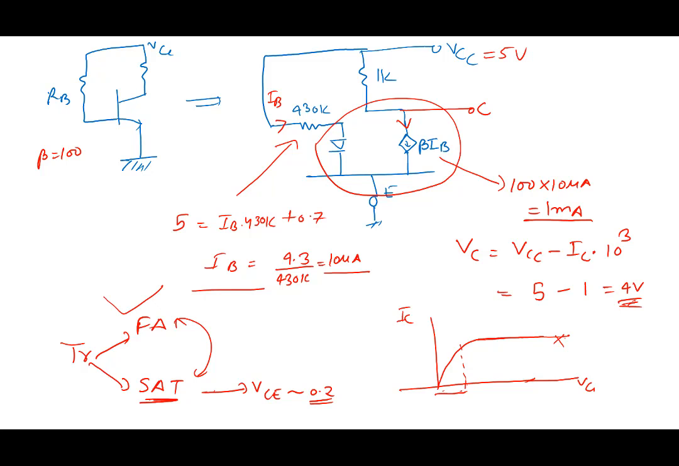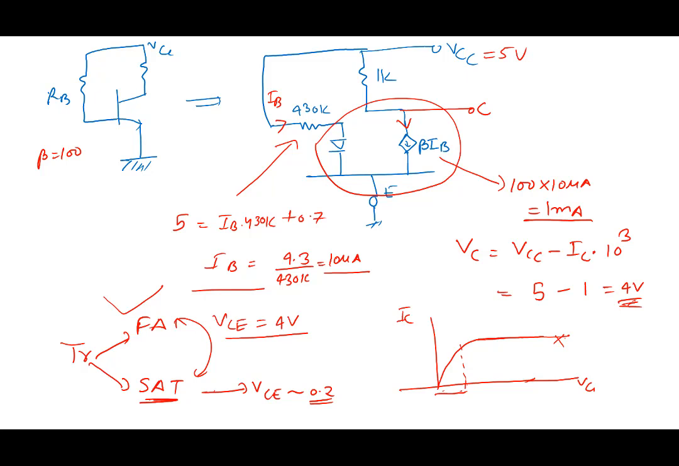We assumed forward active, we did the analysis and calculated VCE, and we found VCE equal to 4 volt. So our assumption is correct and therefore our analysis is complete. We have found IC, VC, IB, everything.